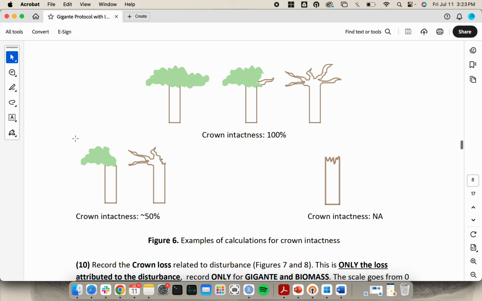In this case, for example, this is a crown intactness of 50%, and leaf presence is 100% here, because you see all the branches in the tree have leaves. So crown intactness 50%, because 50% of the crown is lost, but leaf presence is 100%, because 100% of the branches that are in the tree have leaves. In this example, we have crown intactness of 50%, so 50% of the crown was lost, but 0% leaf presence.